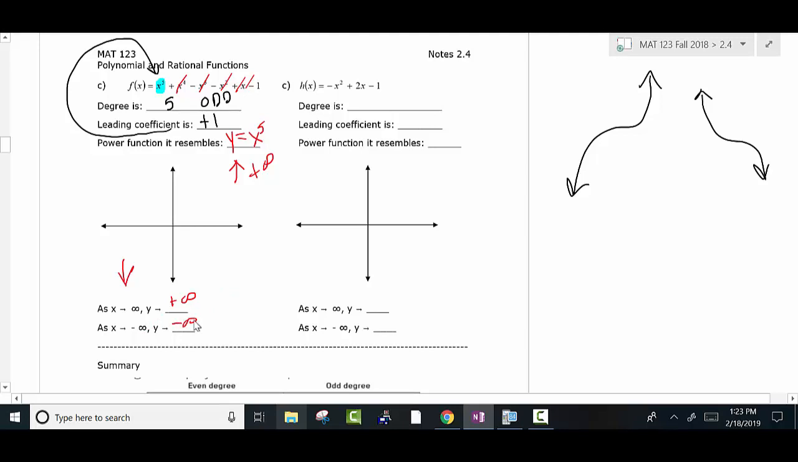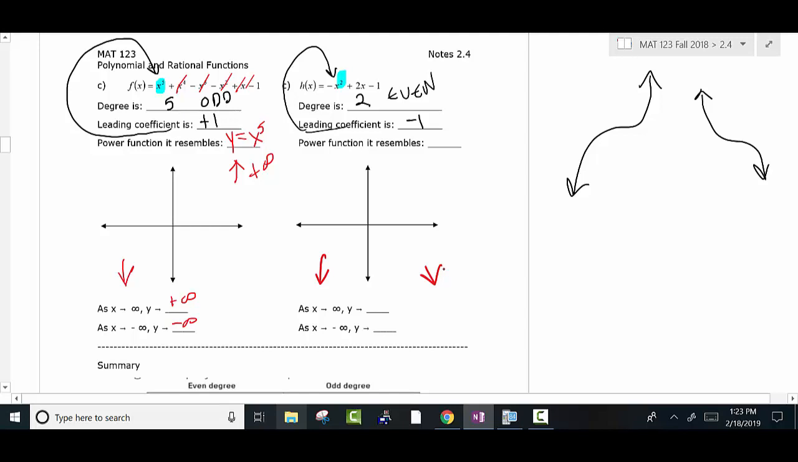Okay, and here's one last one. So this one, the highest power is 2. What's the leading coefficient in this problem? Negative 1, right? That's always the number in front of the highest power. So since it's an even, what are the two possibilities for an even polynomial? This or that. Which one is it? Down. This one, because of that negative. So that means this one's going to go like this. That's what the graph looks like.